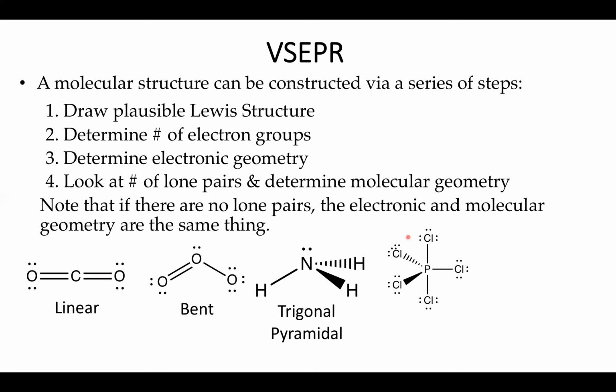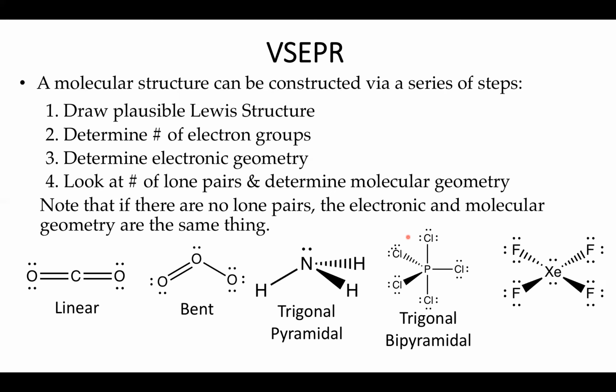And for phosphorus pentachloride, electronic geometry is trigonal bipyramidal. No lone pairs, we have a trigonal bipyramidal structure. And let's go ahead and finish off with that fun xenon structure. Octahedral electronic geometry, 2 lone pairs, will ensure that all 4 of these fluorines are pointed as far away from each other as possible. It should be square planar.